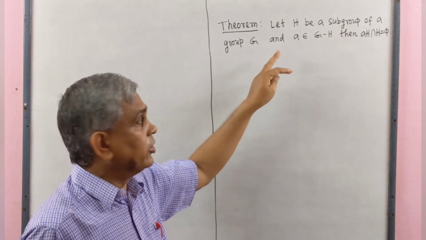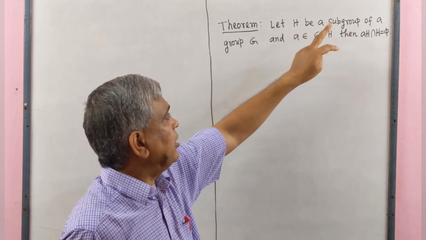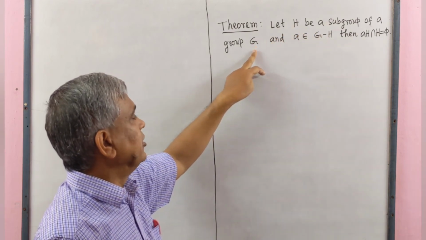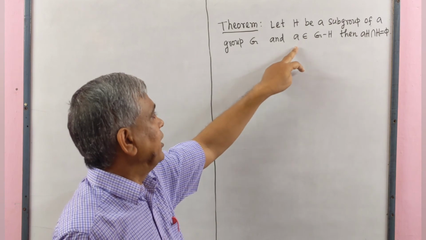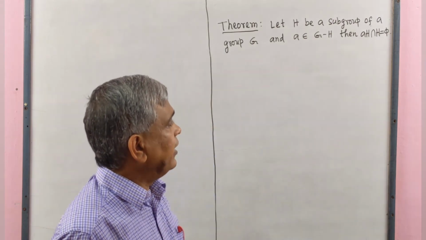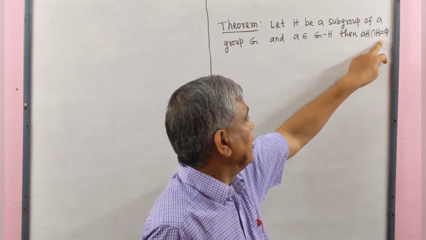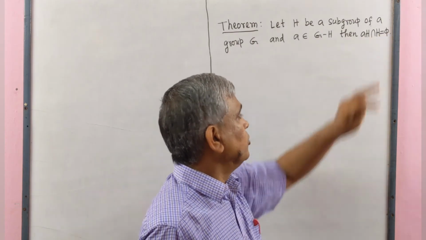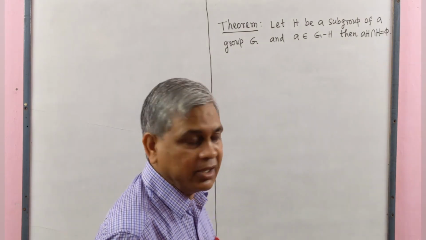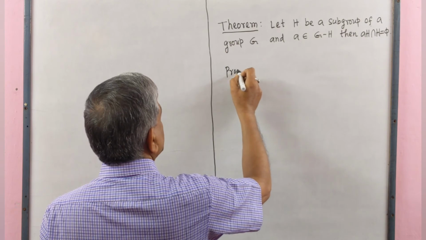Now we prove a theorem. Let capital H be a subgroup of a group G and small a belongs to G minus H. Then aH intersect H equal to phi. Now we prove this.